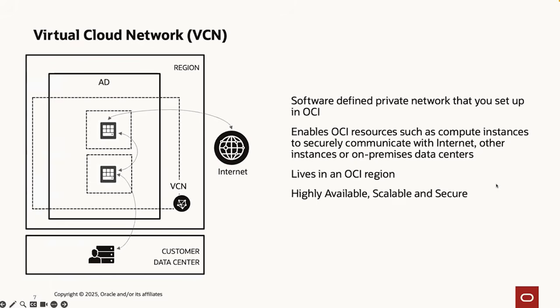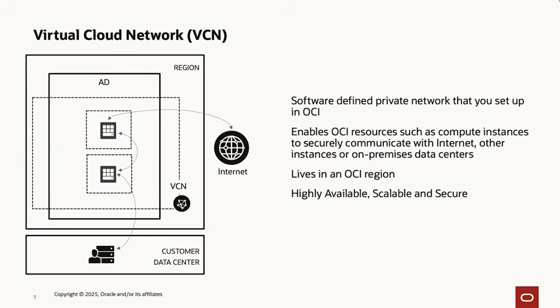So a VCN is set up in OCI in a particular region, and it is region specific. It has the same functionality as a physical network on premise. So it comes with your traditional firewall, rules for traffic, and rules for security.